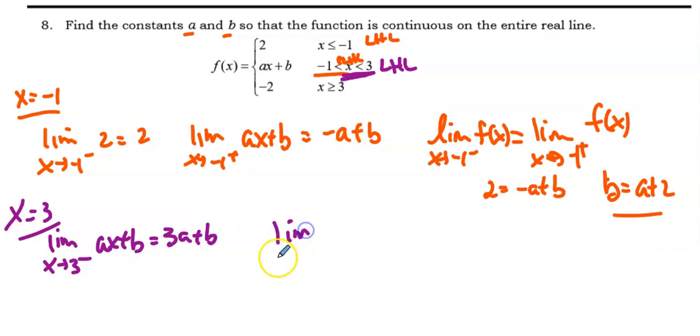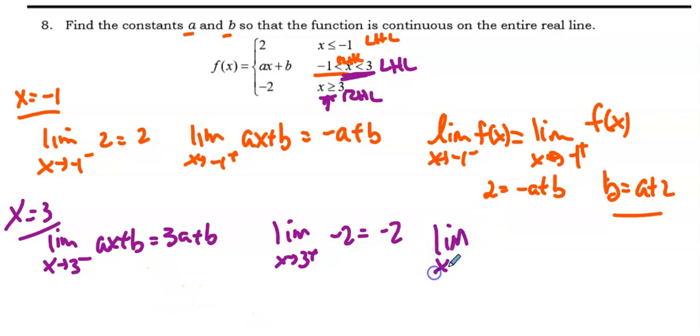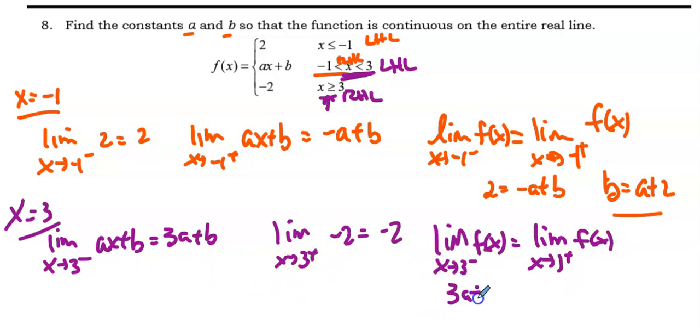And then if I look at the limit as x approaches 3 from the right, well, again, this is greater than, a right-hand limit of -2. And again, the limit as x approaches anything of a constant is just that constant. And then I can say that the limit as x approaches 3 from the left of our function must equal the limit as x approaches 3 from the right of our function. Now I can say that 3a plus b is equal to -2.